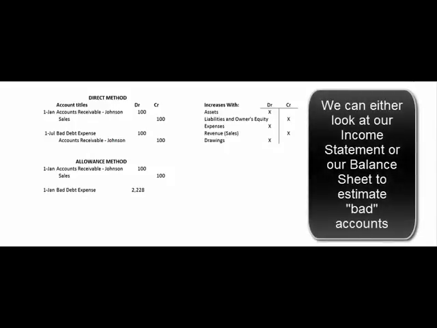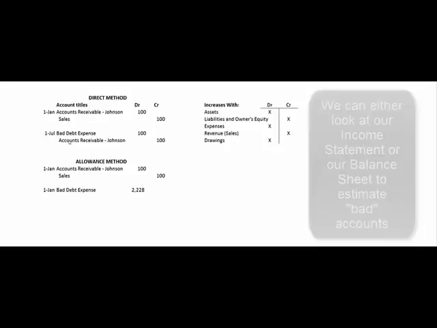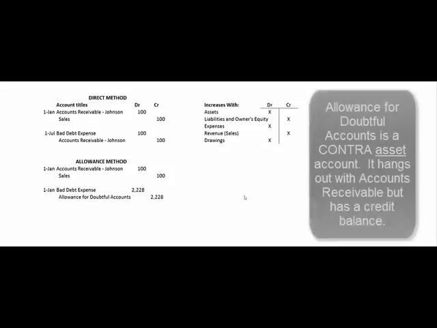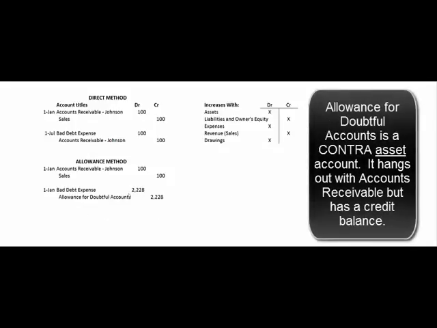So let's pretend like we estimate our total bad debt expense to be $2,228. But we can't credit specific accounts receivable like we did up here because we don't know which specific customers aren't going to pay us. If we knew that, we wouldn't have sold them stuff in the first place. So we have to create a placeholder account. That placeholder account is called the allowance for doubtful accounts, and we're going to use that every time we want to write off a specific account receivable.